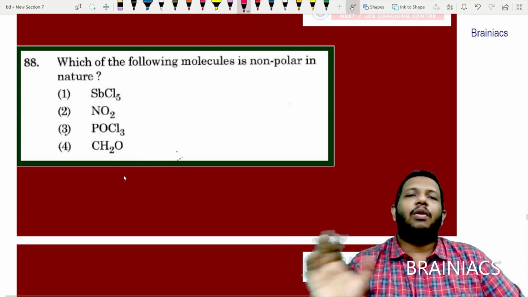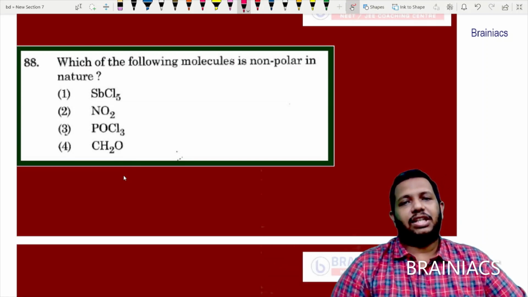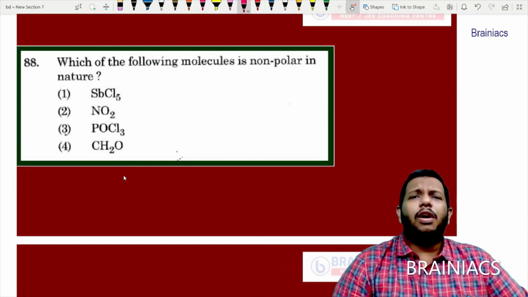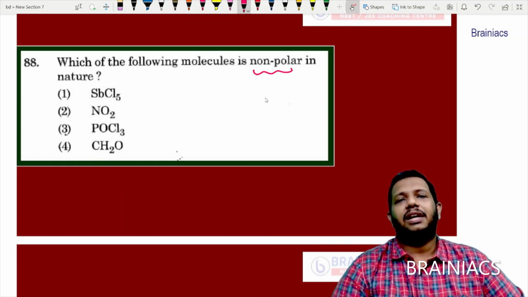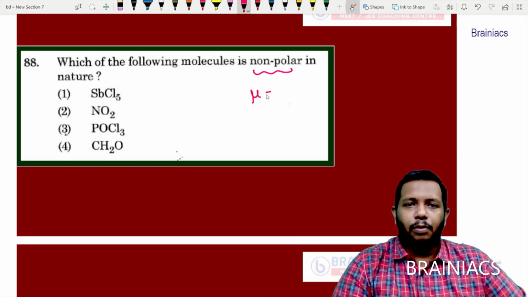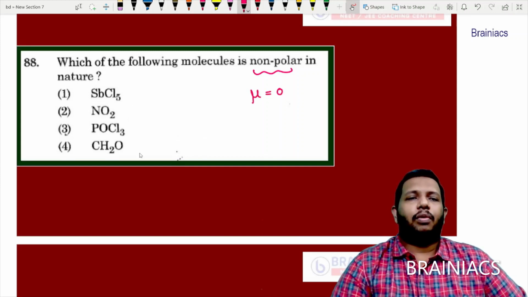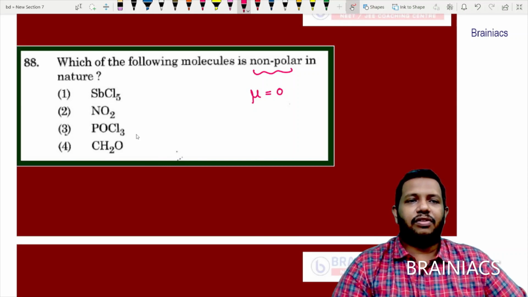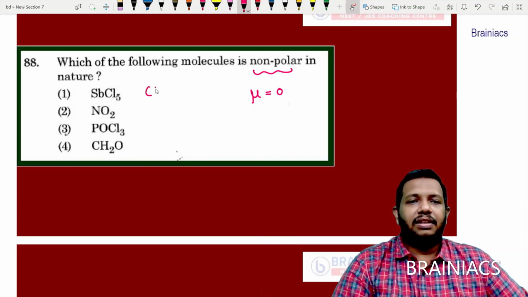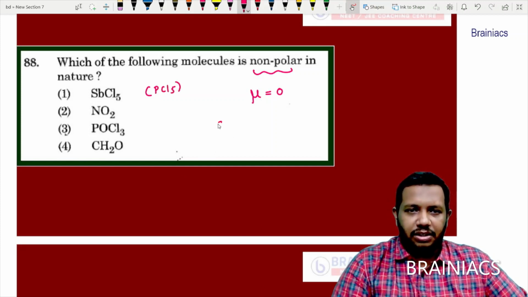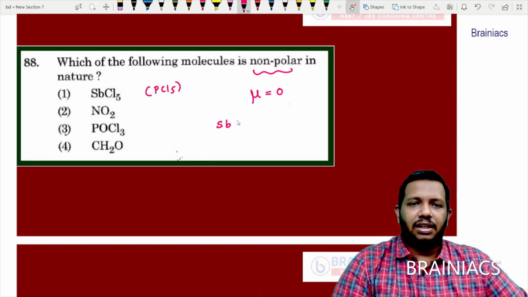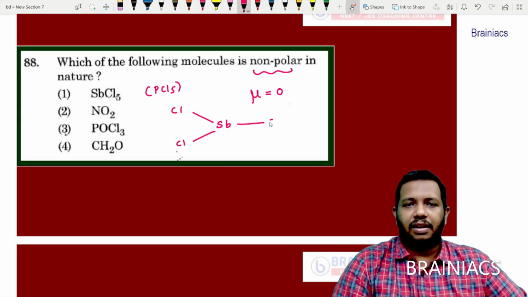Which of the following molecules is non-polar in nature? Non-polar means there is no charge in that, so the dipole moment should be equal to 0. On analyzing, the first one is antimony SbCl5. Antimony comes in the same group as phosphorus, so this is like PCl5, and both should have the same structure. The structure will look like this. You have chlorine like this, and you have another chlorine.